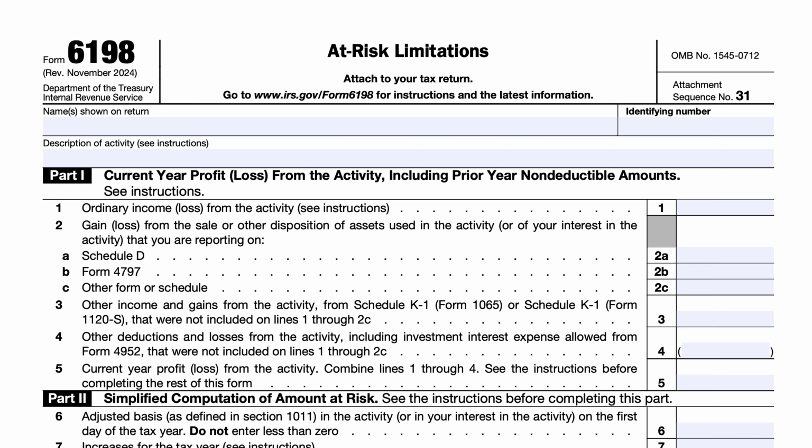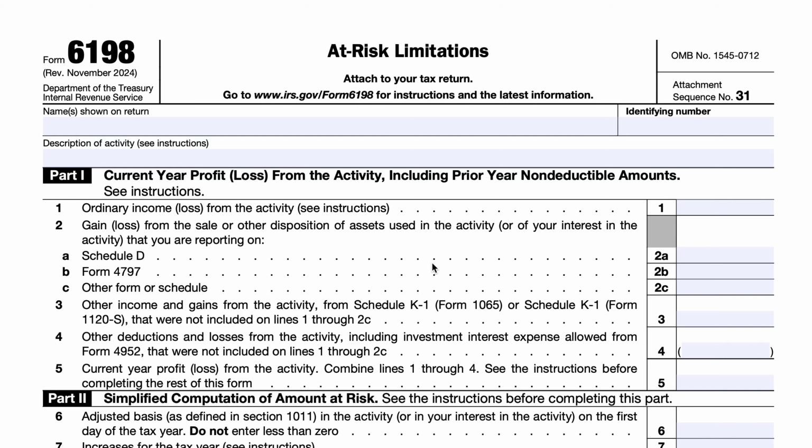there are certain activities where the at-risk limitation rules apply. So you can read more about that in detail in the form instructions. We're going to focus more on what you actually do if you have a loss that qualifies for this calculation.